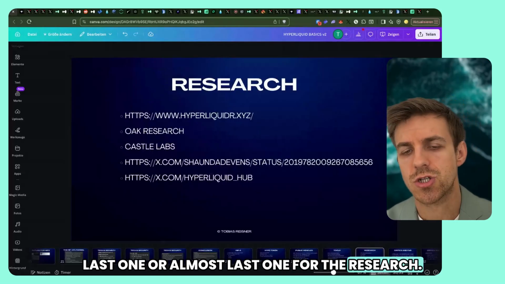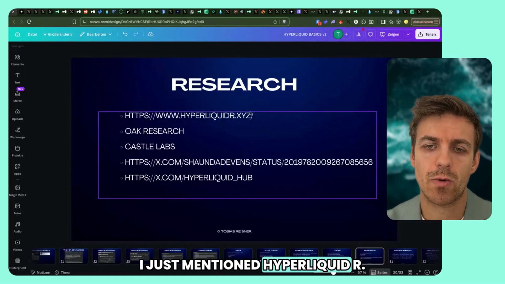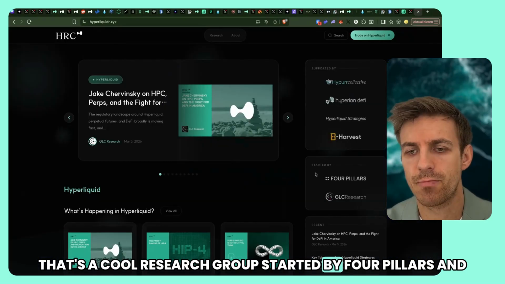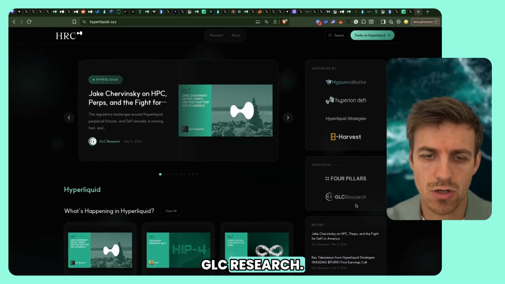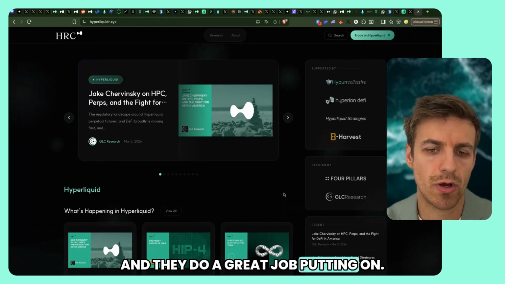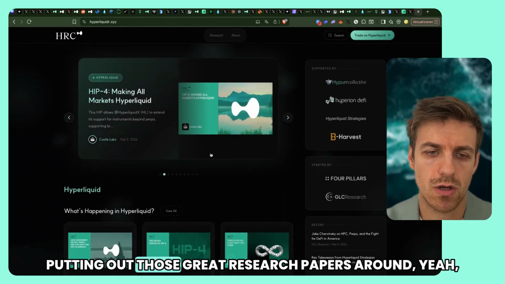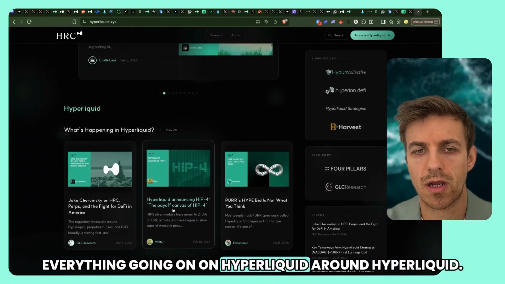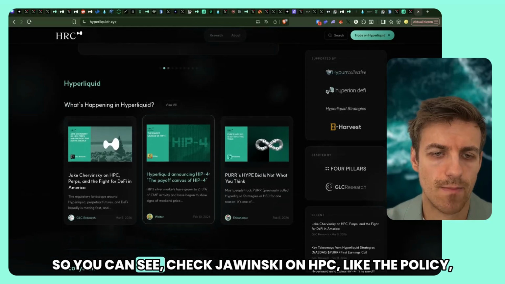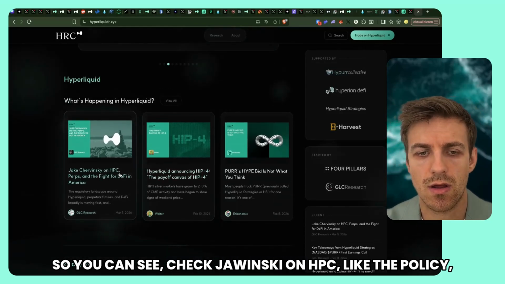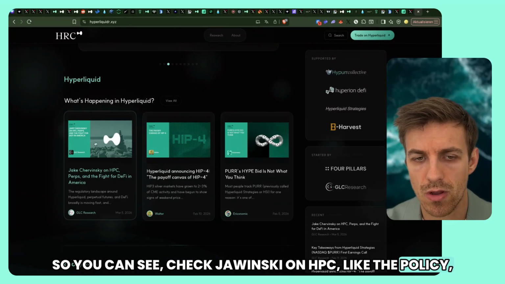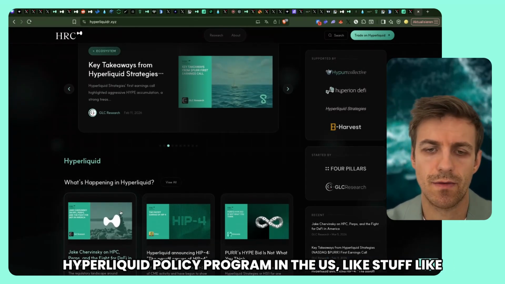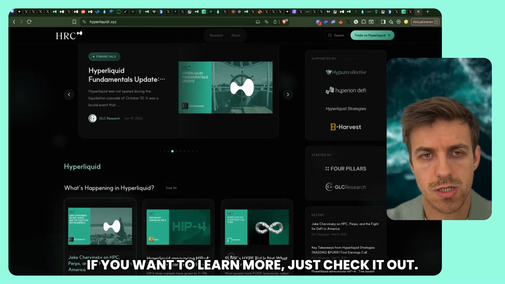For the research, I just mentioned Hyperliquid R. That's a cool research group started by 4Pillars and GLC Research, and they do a great job putting out those great research papers around everything going on Hyperliquid. So you can see Jake Jawinsky on HPC, the Hyperliquid policy program in the US, stuff like that. If you want to learn more, just check it out.